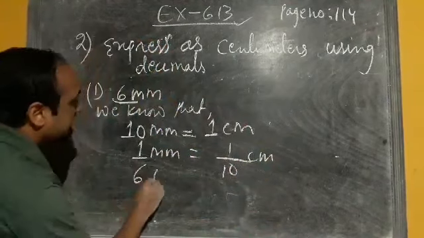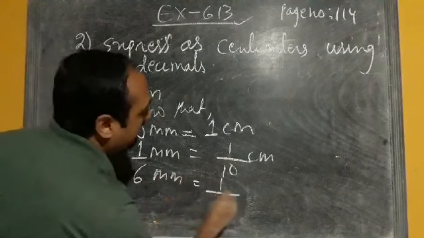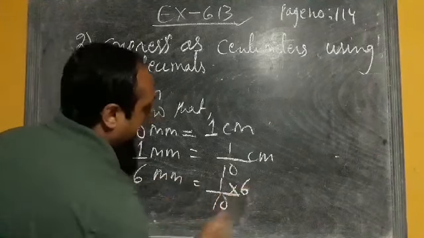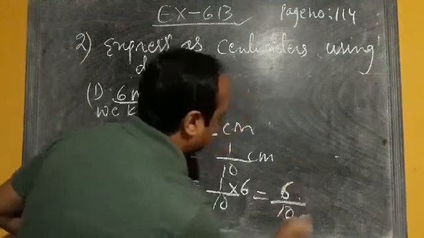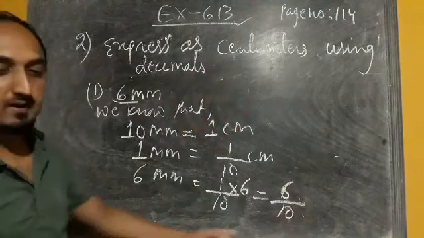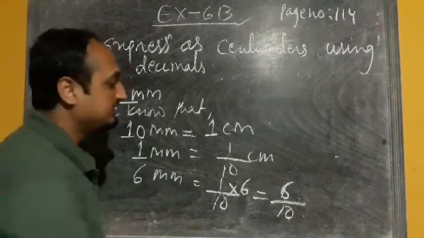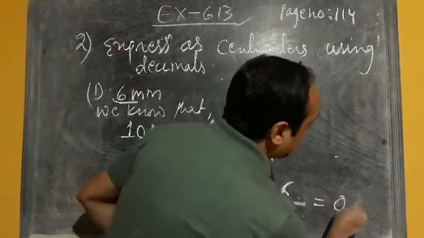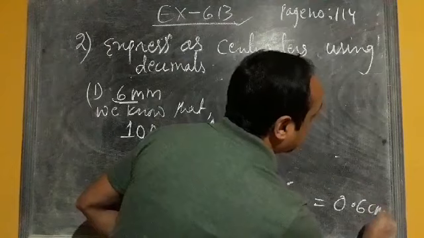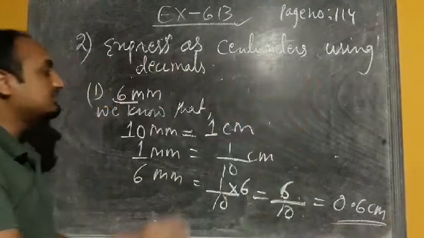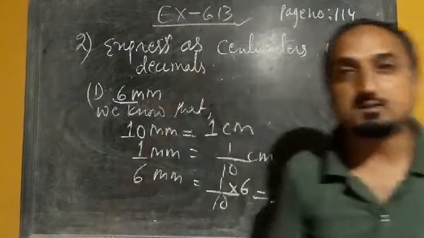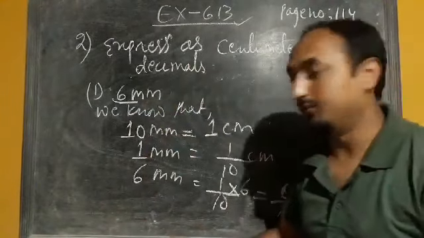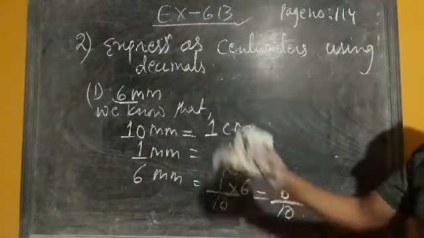So 6 mm equals 1 by 10 into 6. So this one can be written as 6 by 10. Okay. Now 6 by 10 can be written as 0.6 centimeter. So this is the way to convert a millimeter into centimeter in a decimal form. Now I will do one more question from this part.